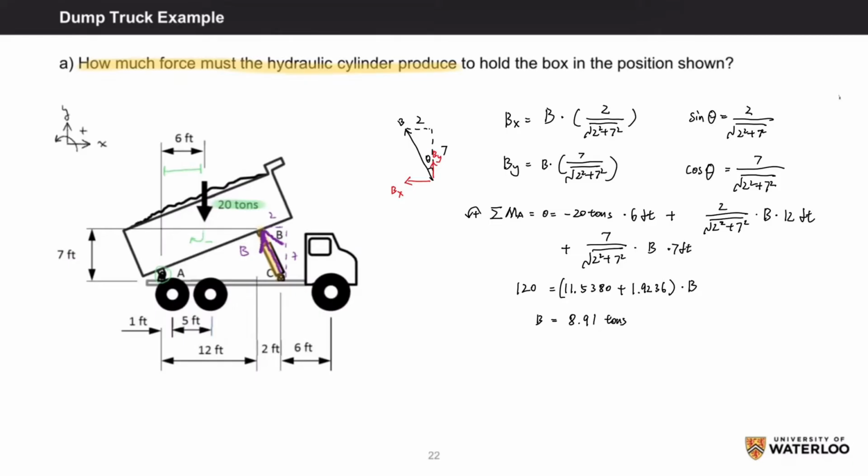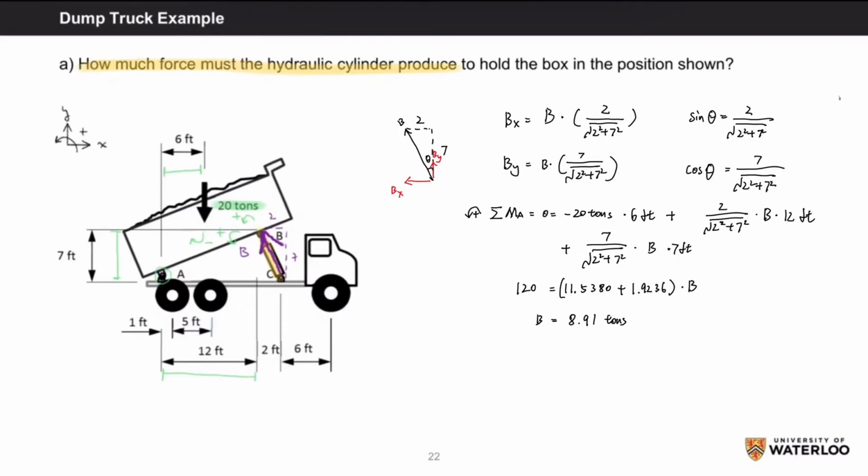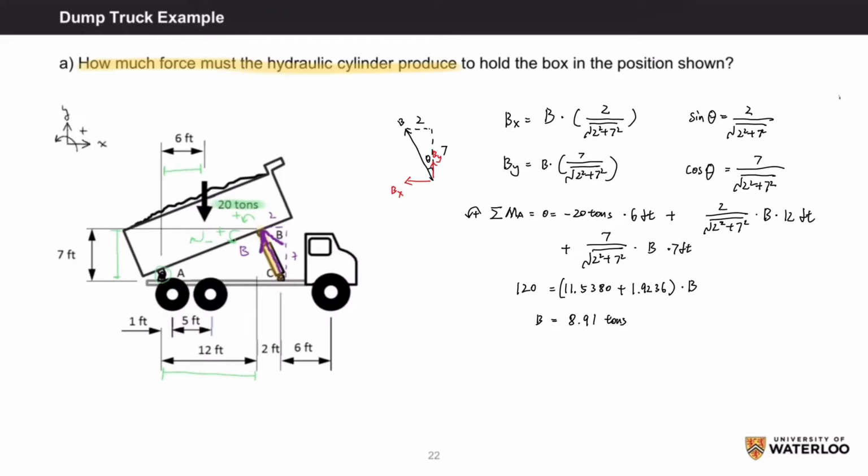vector B, which we're adding since it'll act in the positive counterclockwise direction, times its normal distance to A of 12 feet, plus 2 over root 53 times B, the horizontal component of vector B, which we're adding since it will also act in the positive counterclockwise direction, times its normal distance to A of 7 feet. We can now rearrange for B by grouping these two terms with B in them and then isolating for it, which will give us a force of 8.91 tons for B.